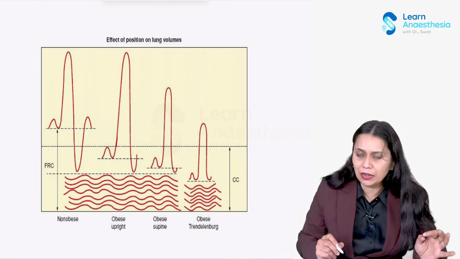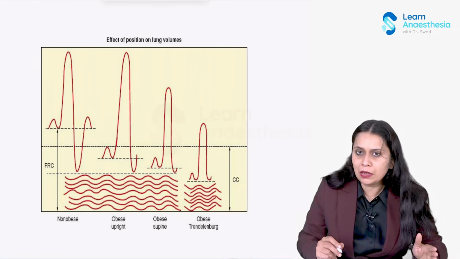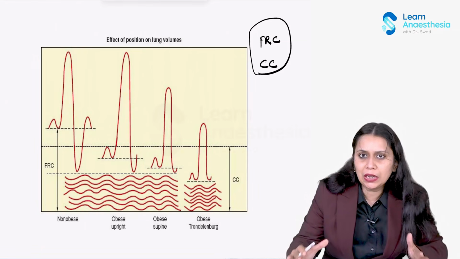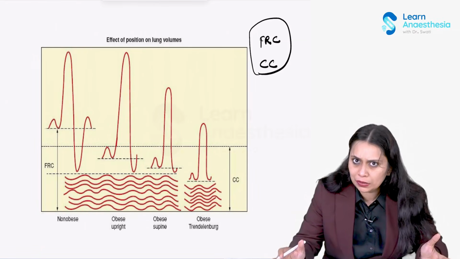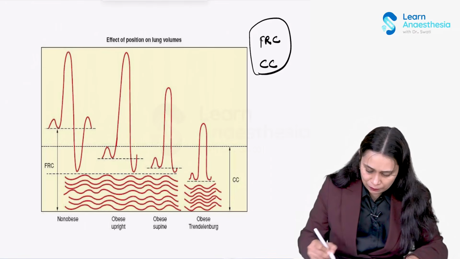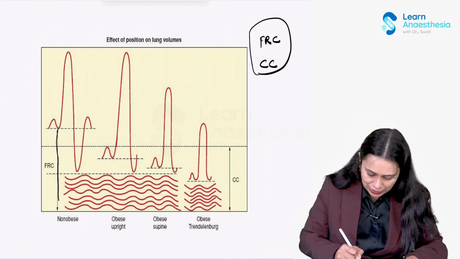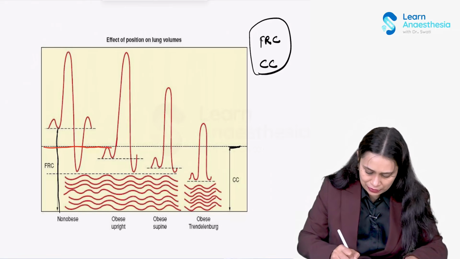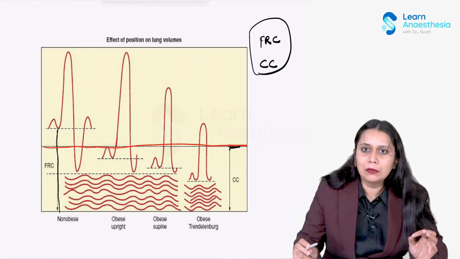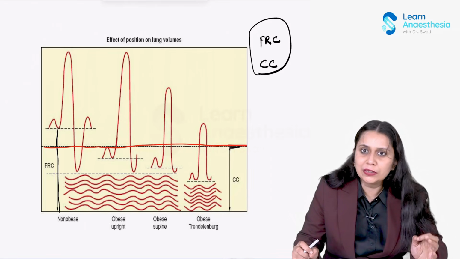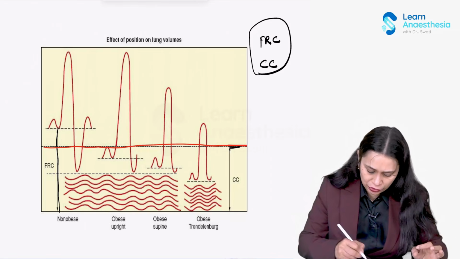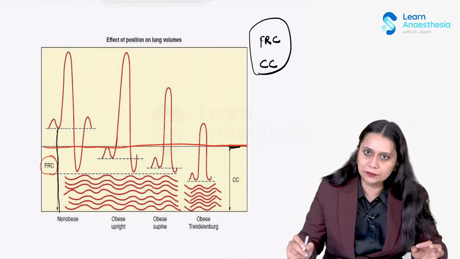How does obesity decrease the FRC? What is the relationship between FRC, functional residual capacity, and the closing capacity, and how does it change in a normal and in an obese patient? In normal people, the FRC is much above the closing capacity. The closing capacity is the volume below which the alveoli start collapsing, right? In a normal individual, the FRC is above the closing capacity.